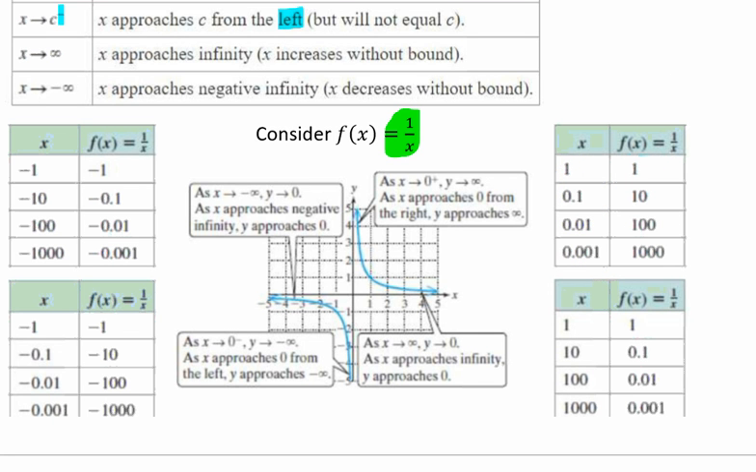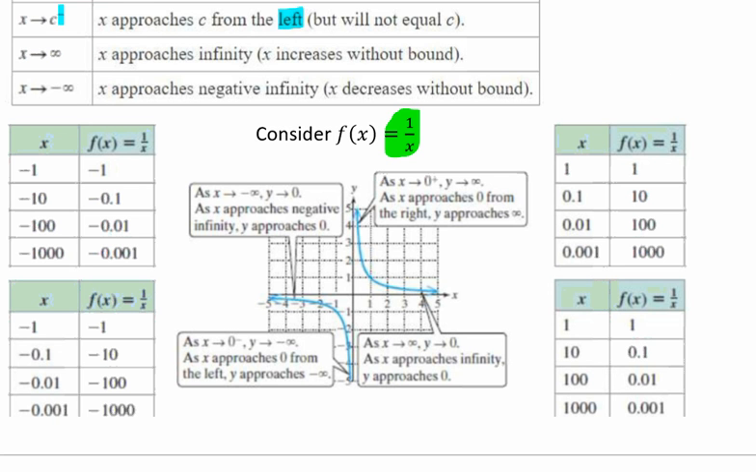As we approach 0 from the left-hand side, so that means we're approaching 0 from this direction now, what's happening to this value right here? It's going down. We can see in our table that as we get closer and closer to 0 from the left, hence all the negative symbols, our value is getting more and more negative. So it's approaching negative infinity.